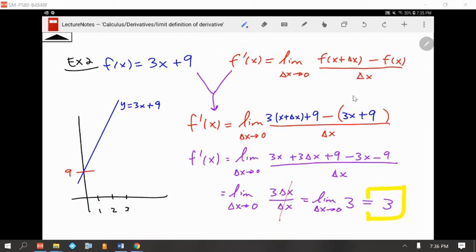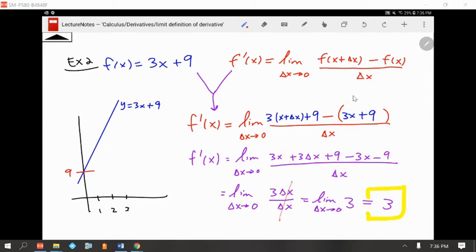Look, the answer is 3. The limit as delta x approaches 0 of 3 times x plus delta x plus 9 minus the quantity 3x plus 9. Every term without a delta x will cancel on its own. 3x minus 3x, 9 minus 9 cancels out. And I'm left with 3 delta x in the numerator divided by delta x in the denominator. And the limit is 3 as delta x approaches 0.